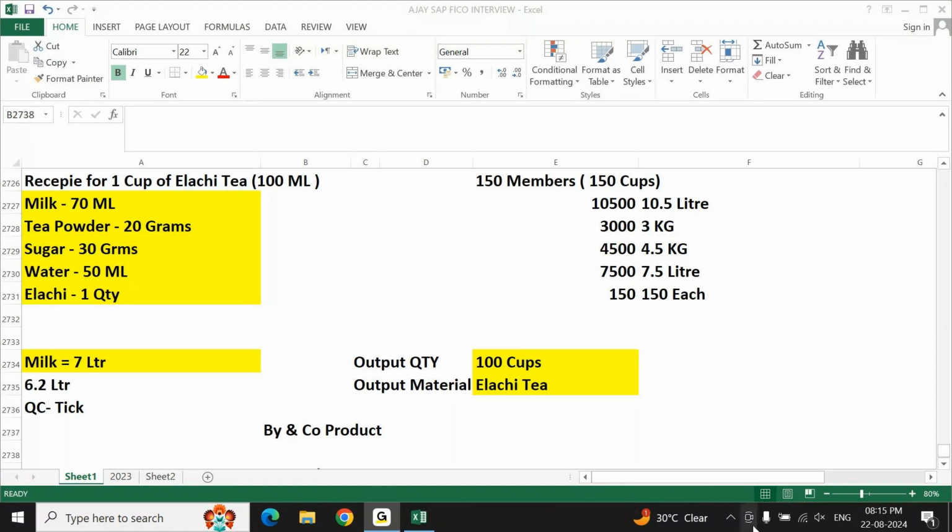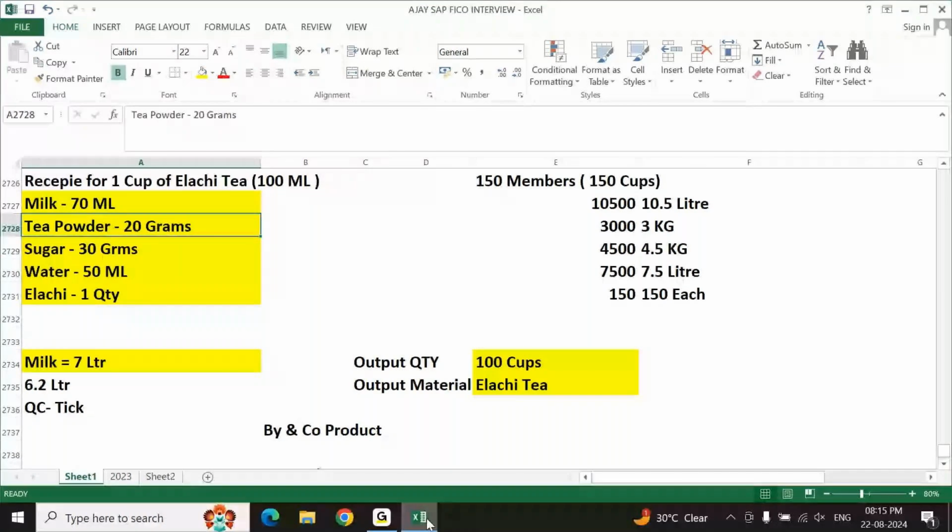When you're practicing controlling, create a material called tea, a material master called ilachi tea, and then create this material. And you know what the cost is for everything. Can you buy milk for 70 ml? Can I go to a shop and ask somebody, give me 70 ml milk? Will anybody sell me? No, I need to buy at least 1 liter or half liter.